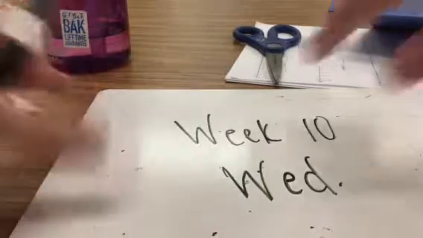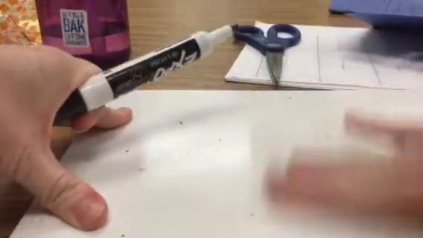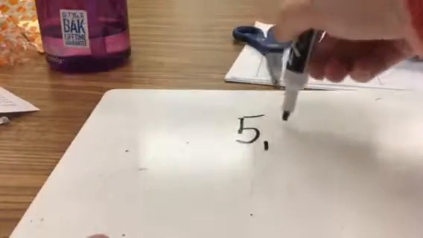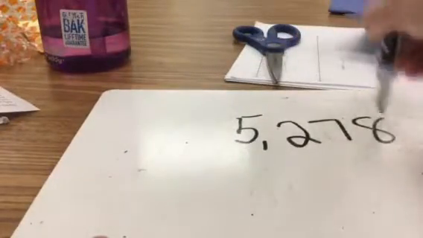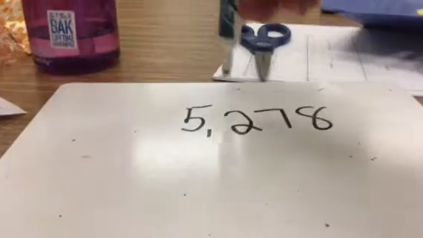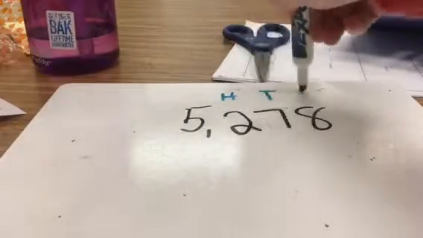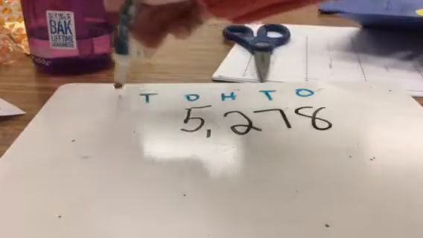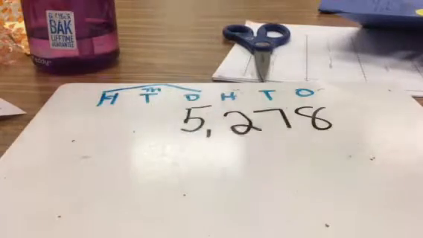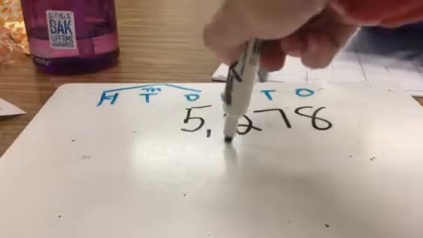If you haven't done the work at this time, please pause the video, go back, do the work, and then you can resume. So number 1 says round to the hundreds place. So I have 5,278. And I'm looking to see which digit is in the hundreds place. So I see that our 2 is in our hundreds place.